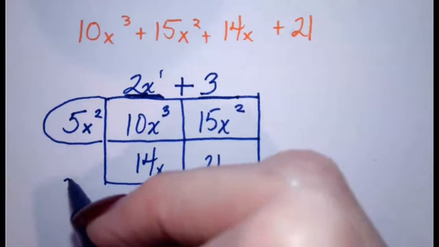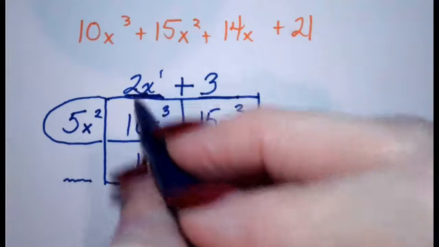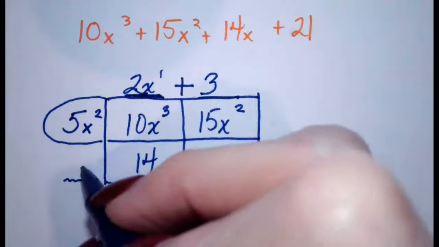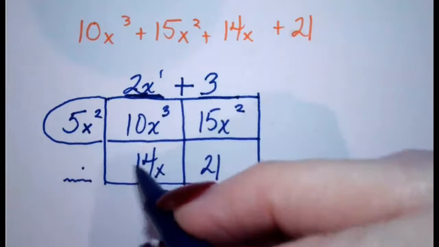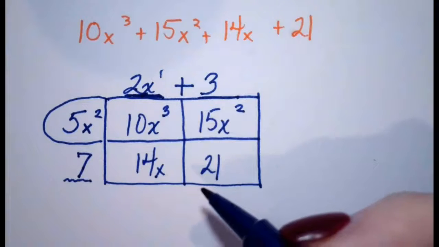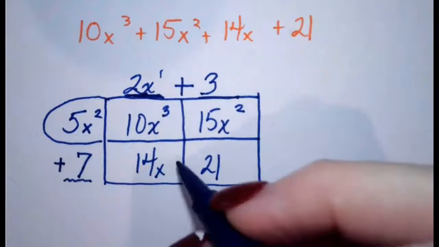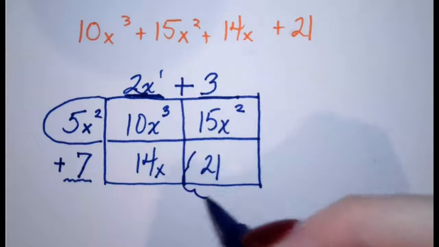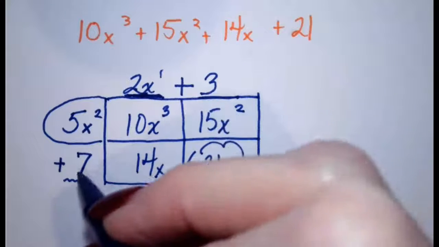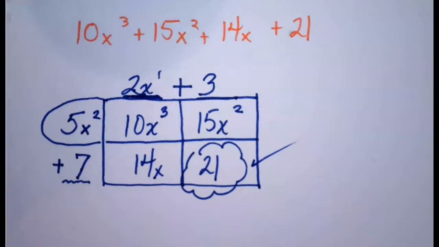Now I'm looking right here. Something multiplied by 2 is 14. This has to be a 7, doesn't it? Everything's positive, so I'm going to put a plus. And how are we going to check? Is 3 times 7, 21. Yay, we did it right. That last box is always going to tell you if it did it right.